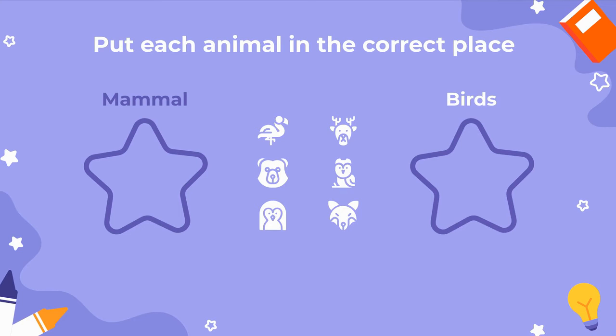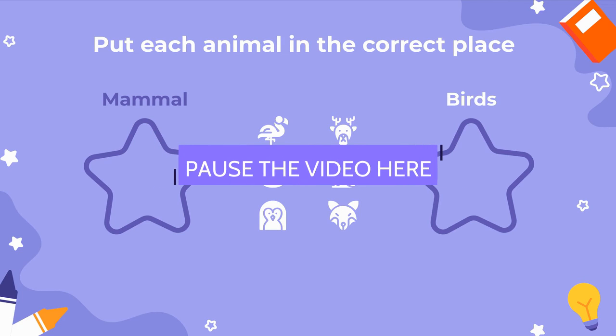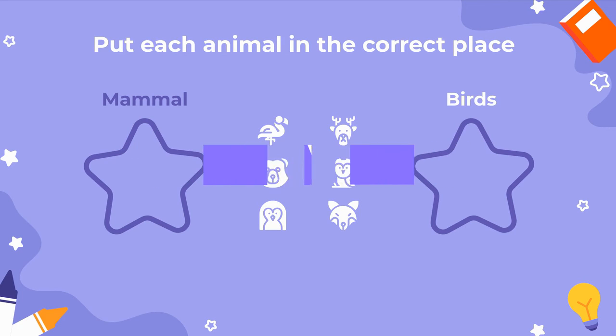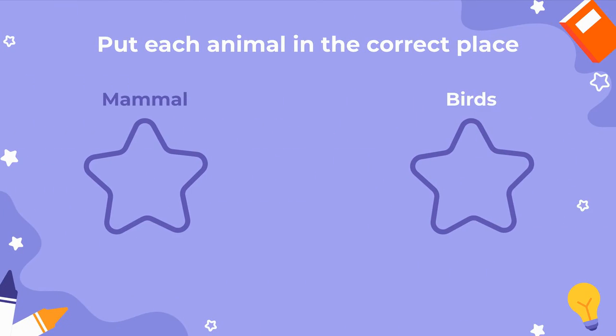Put each animal in the correct place. Pause the video here and see if you can figure it out. We're back and we'll be going over the answers now. For mammals, we got a moose, a bear, and a fox. For birds, we got a flamingo, an owl, and a penguin.